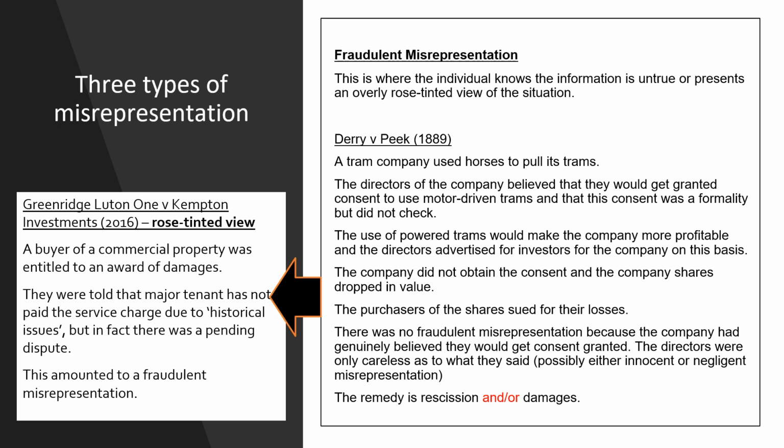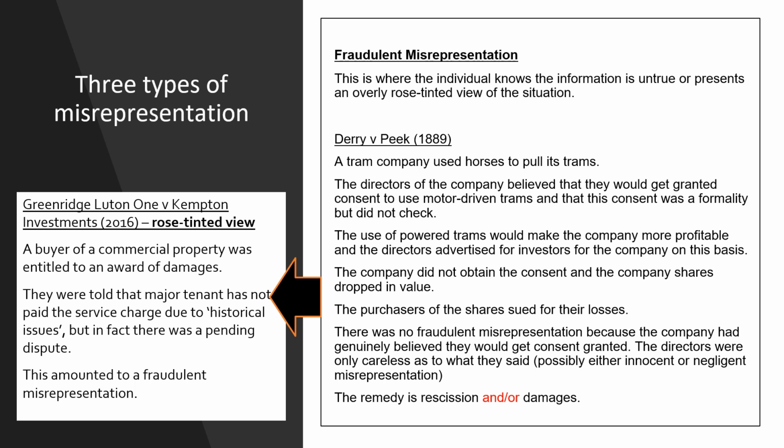So they went out for investment into the company on that basis, saying, look, we're going to get these motor-driven trams, invest in us. Lots of investors did, and then it turned out the company didn't get the consent, and the company shares dropped in value. The investors weren't very happy. They wanted to sue for their losses. Now, in this case, they held that there was no actual fraudulent misrepresentation because the company had genuinely believed that they were going to get the consent. So it was either innocent or negligent misrepresentation, depending on whether they had reasonable grounds to believe it or not, which we won't get into.